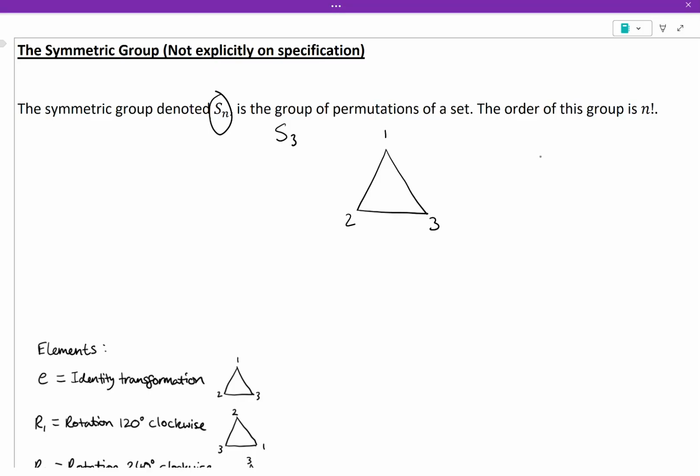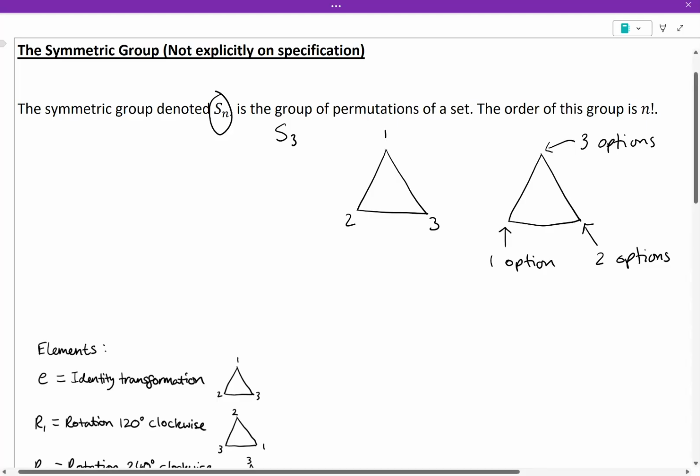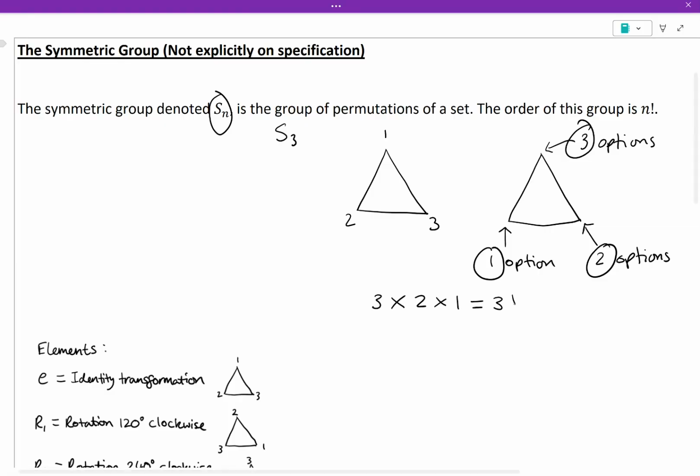So in terms of figuring out how many ways we can do that, well, we've got 3 options for what number we could put on this top vertex, because we could put 1, 2, or 3. Then once we made our first selection, for our next vertex, we've only got 2 options left, because we're going to use each number exactly once. And then for my final vertex, I've only got 1 option left. So to figure out how many permutations there are, you'd have to multiply these numbers together using the product rule for counting. So 3 times 2 times 1, which is equal to 3 factorial.